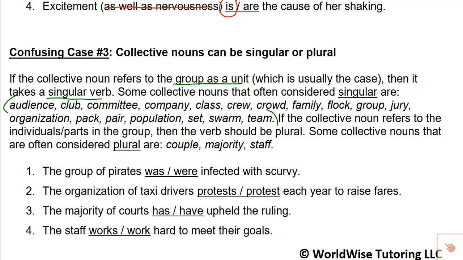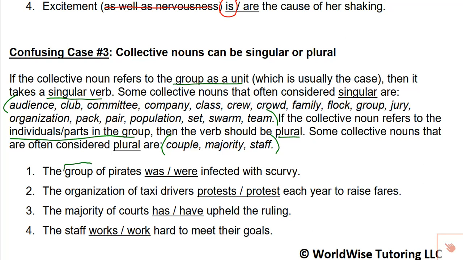However, if the collective noun refers to individuals or parts in the group, then the verb should be plural. Some of the collective nouns that are often considered plural are these. As you can see, there's a lot more examples of a collective noun being considered singular, as that is usually what the situation is. Let's take a look at some examples.